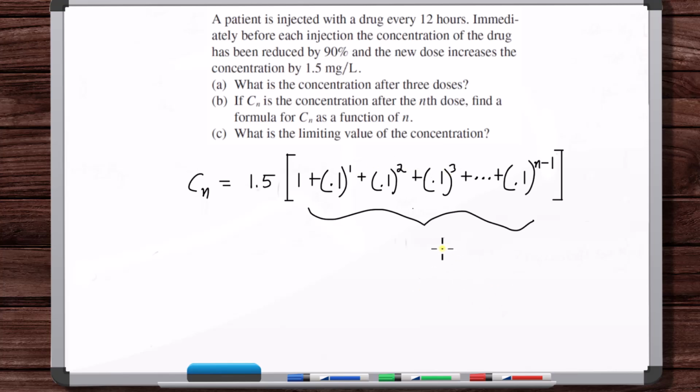They get eliminated because we can write this as a summation from i equals 1 to n of 0.1 to the i minus 1. So when i is equal to 1, you get 1. When i is equal to 2, you get 0.1 to the 1. When i is equal to n, you finish with n minus 1. Okay, so let's go ahead and replace this with the summation symbol.